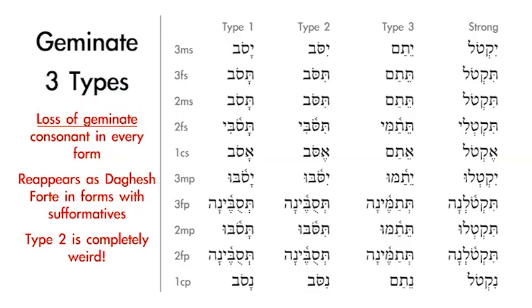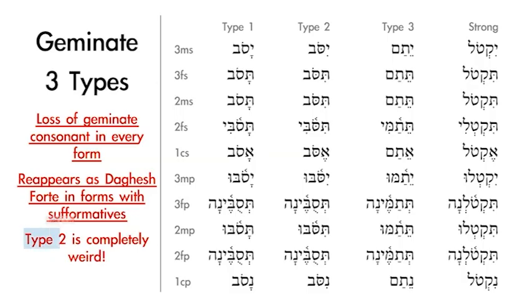First, there's the loss of the geminate consonant in every form. So you'll never see three root letters with the geminate verb. Secondly, the geminate consonant may reappear as a dagesh forte in forms with sufformatives. So when you add something to the end of the verb, that geminate consonant may reappear as a dagesh forte. But if there's no sufformative, you can't put a dagesh forte in the last letter of any word. That would double the last letter, and Hebrew does not like a doubly closed syllable. You can only have one consonant at the end of a word. And finally, the type 2 geminate verb is completely weird, and you'll have to manage that form by looking it up in a lexicon or by using one of the electronic resources that identify verbs for you.